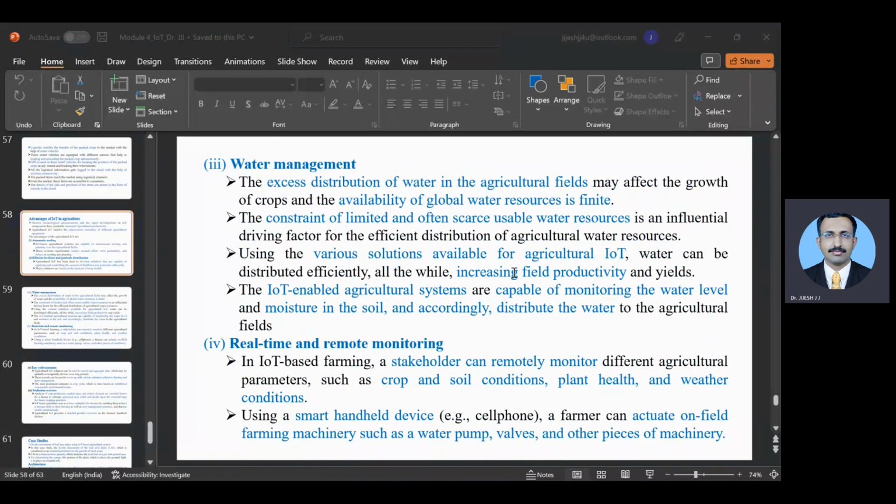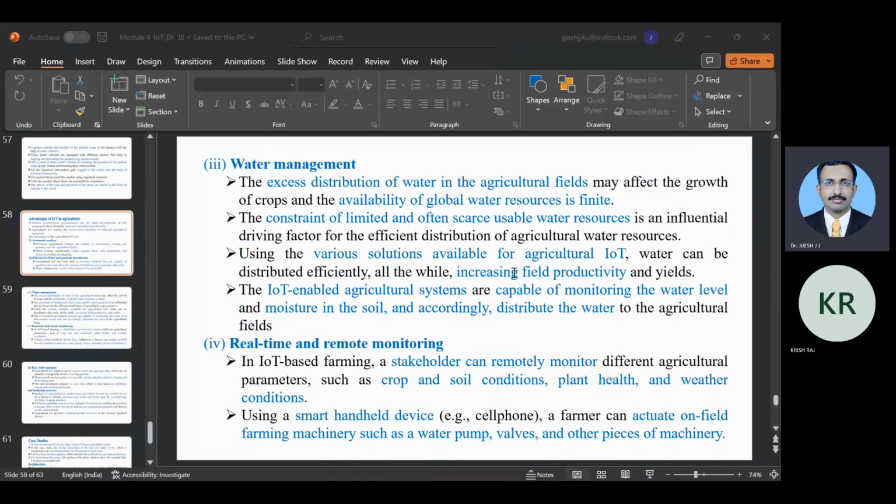And see, even though we have a lot of water available on the land, how much percentage can be used by humans and plants? It's less than 1%. So that is the thing. So it is limited.